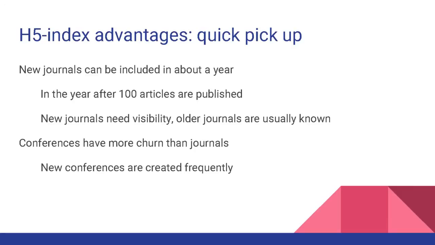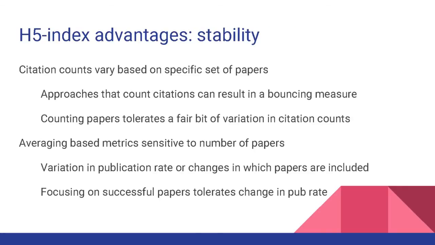And of course, for my own field, conferences have way more churn. New conferences come up all the time. Being able to see the papers in a new conference soon after the conference has started makes it easier for authors to decide whether the new conference is a good venue for them. This is, in some sense, not a major advantage that we had started out thinking about, but over the years we have found it has a fairly useful feature of H5-Index.